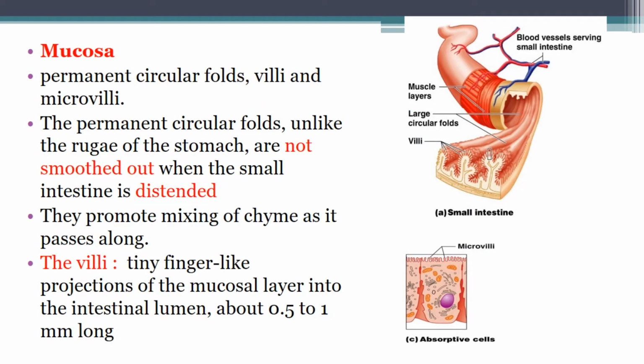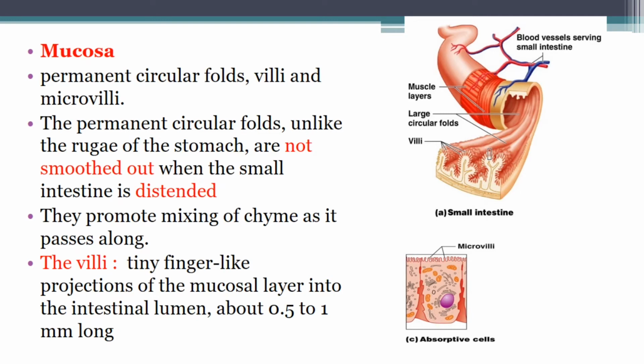Now the mucosa. It has permanent circular folds, villi and microvilli. It is the inner layer of the small intestine, that is the first inner layer. It has the circular folds, villi and microvilli.